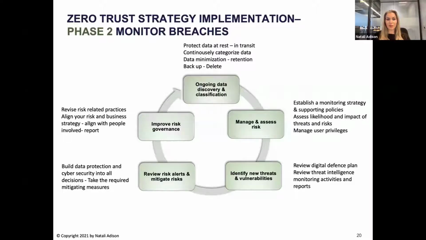Companies need to improve the risk governance around the clock. They have to revise risk-related practices, align their risk and business strategy, align it with the people involved, and also report to the management.